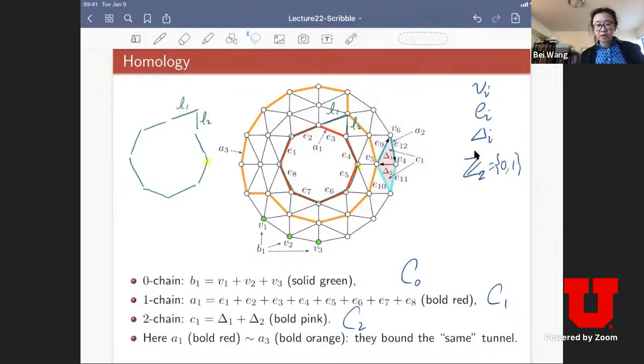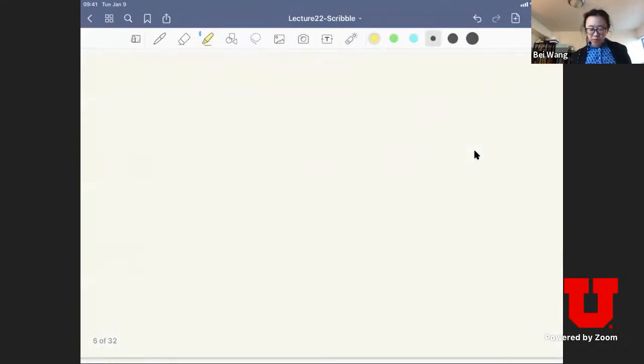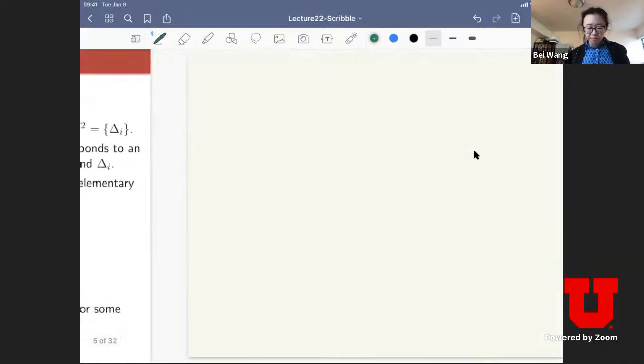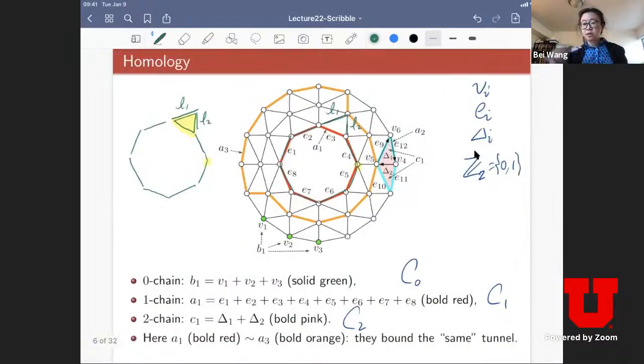And if I take their difference, it is actually the boundary of this triangle right here. So that means those 2 things are homologous, okay? When they're homologous, it's written with this notation, which basically means they come from the same class. What that means is that they bound the same tunnel in my space, okay?